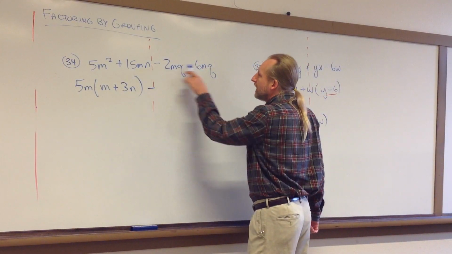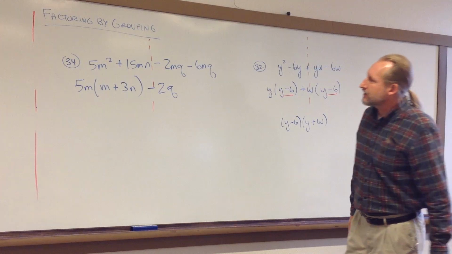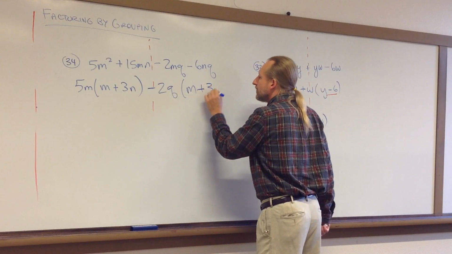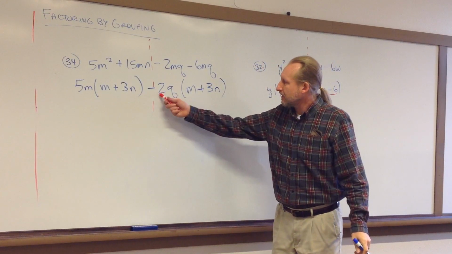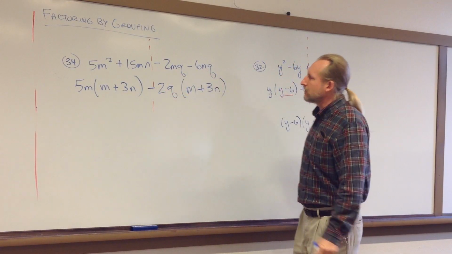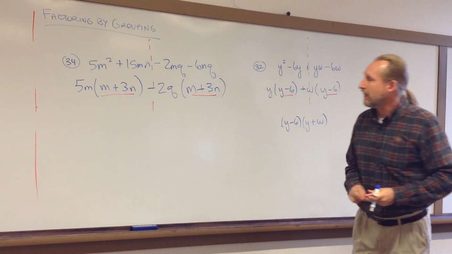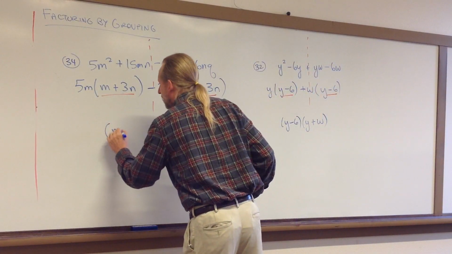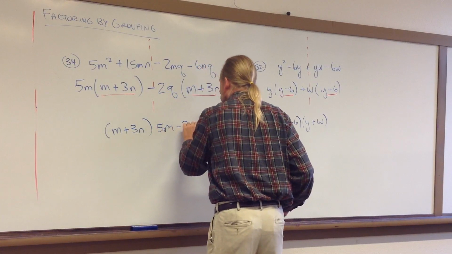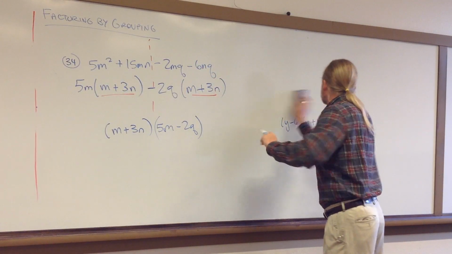So, negative what? Well, we've got a common factor of 2 and q. Now that we factor that out, we're left with a positive m here and a positive 3n, right? If we multiply back through, there's minus 2mq and minus 6nq. And again, these have to match if we're going to factor it out as a common factor. So m plus 3n, and then 5m minus 2q. Okay, so that's the tricky part.